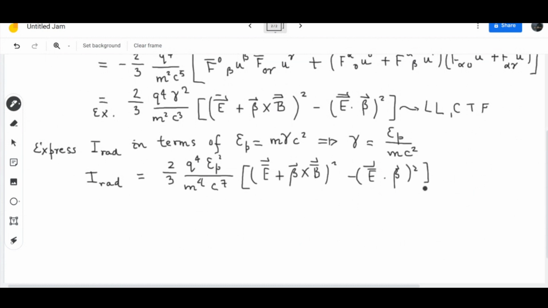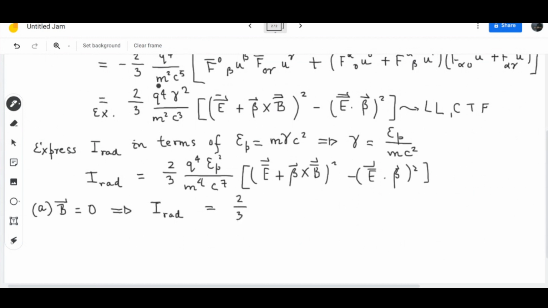Okay, so the point is that you can directly write the intensity of radiation in the general case in terms of the energy of the particle. Now I shall consider two special cases. A, when B is equal to 0. This implies this term drops out and we have I_rad is equal to 2 by 3.